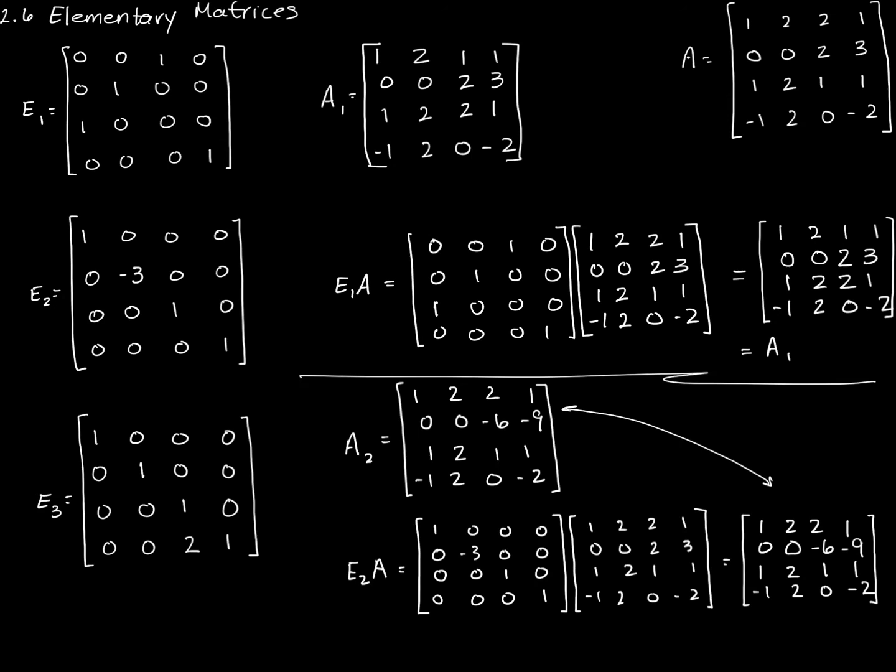I could do the same thing for elementary matrix 3, but I'm going to leave that to you as an exercise. Try multiplying row 3 in matrix A by the number 2, and add that to row 4, and replace row 4 with the result. Once you've done that, try it this way. Take this elementary matrix and multiply it on the left by matrix A, and you should get the same result.